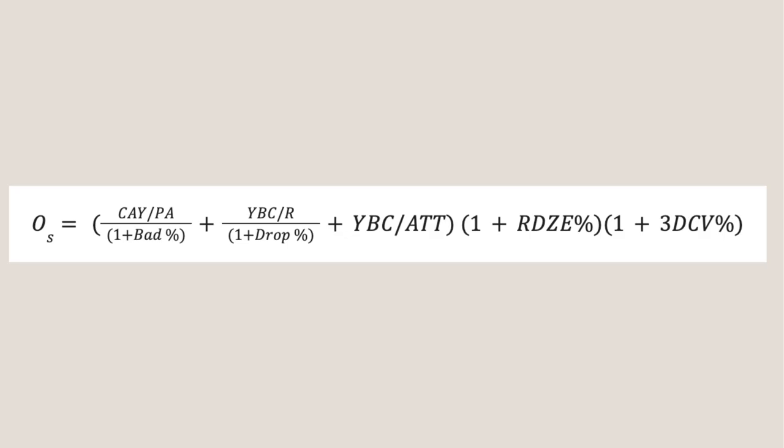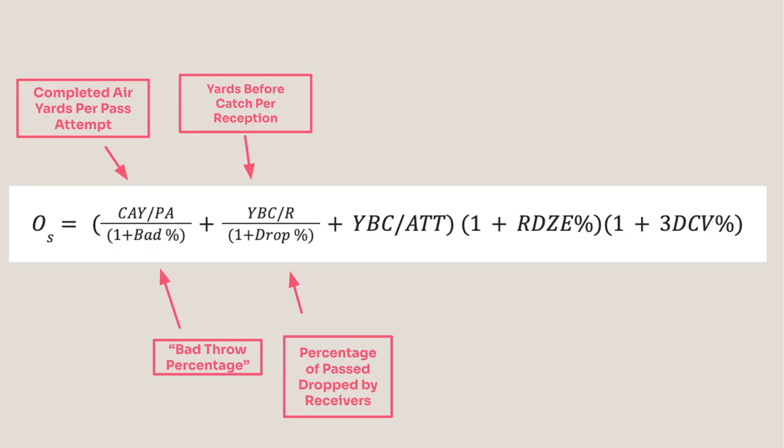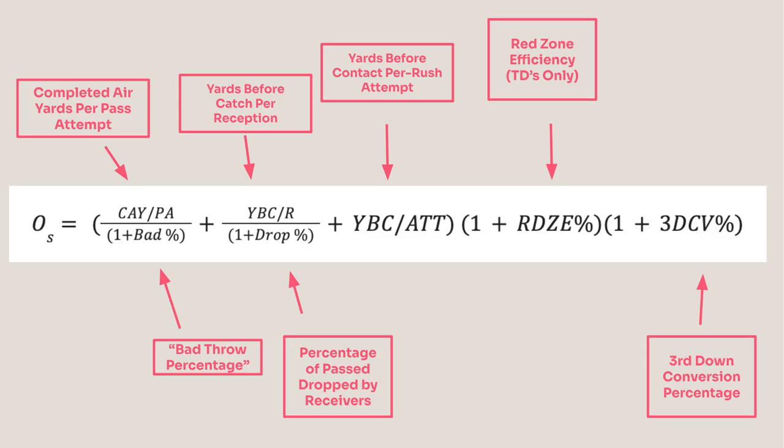The model uses 6 per play inputs: completed air yards per attempt and bad throw percentage for quarterbacks, yards before catch and drop percentage for receivers, and yards before contact per rush for running backs. Those combine into a base score, then get multiplied by red zone efficiency and third down conversion rate, measures of how often offenses finish drives.